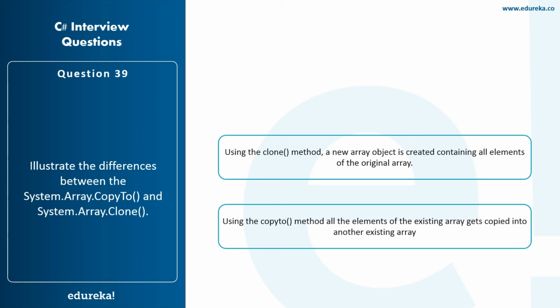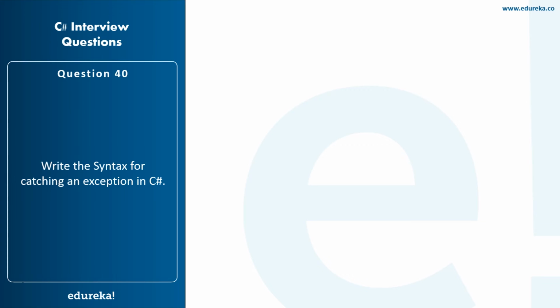So both use a shallow copy method. This is what the major differences are between these two. Now I'll move on to the next question. It says write the syntax for catching an exception in C#.